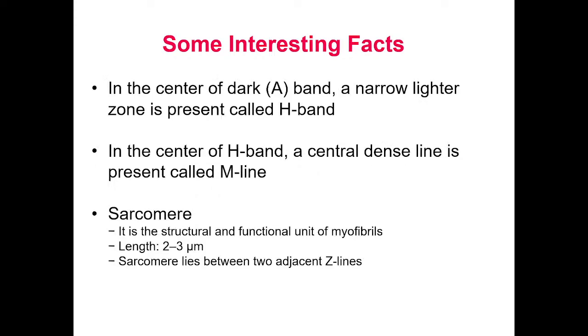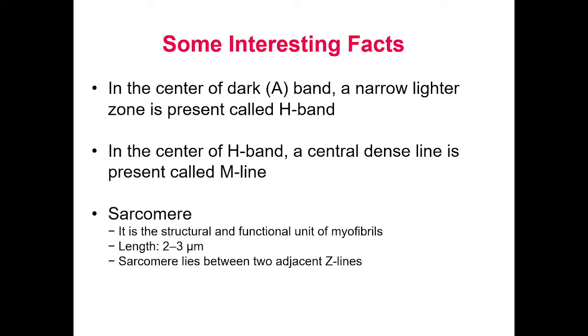So that is what, and then in the center of the dark band, that is the A band, we see a narrow lighter zone, and that is the H band. Okay, and again in the center of the H band we are going to see one line, that is the M line. So all this we are going to see in the diagram.